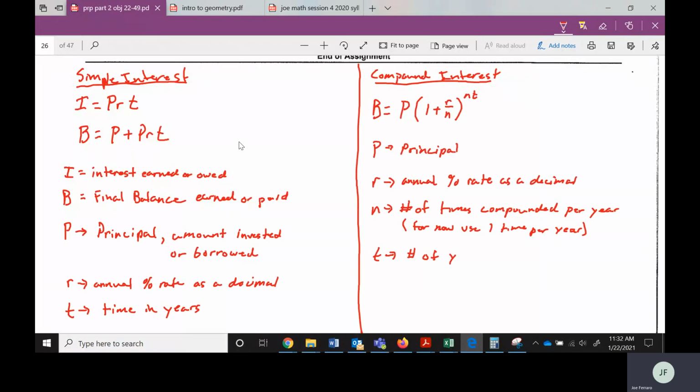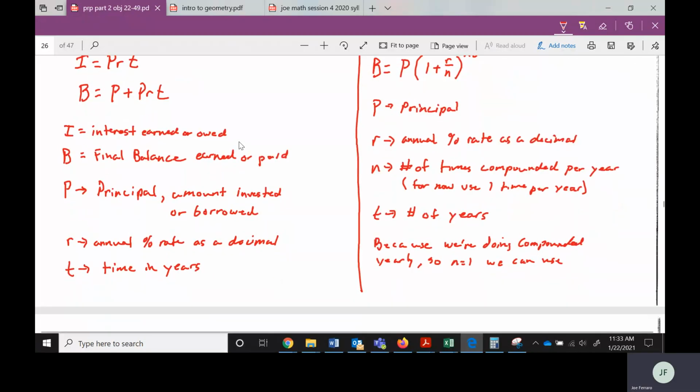Time as number of years. Okay. Now, for now we're doing compounded yearly, again, you don't even really know what that means yet. So N equals 1. We can use this other formula and make it just a little bit easier.